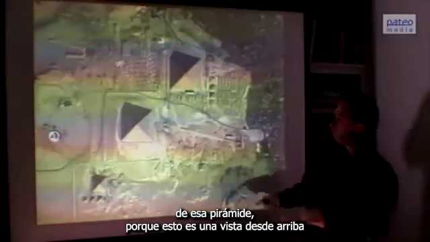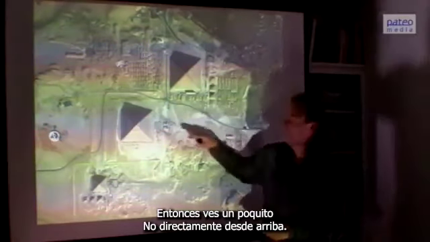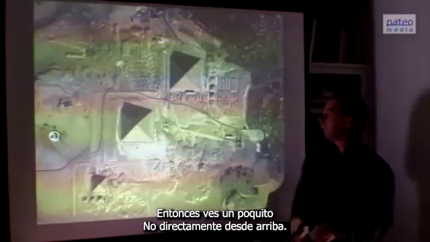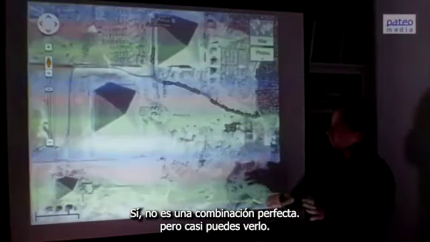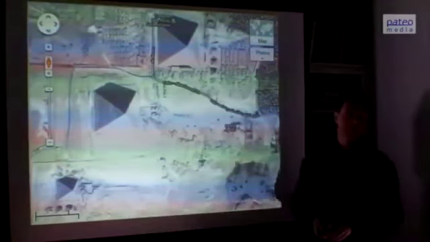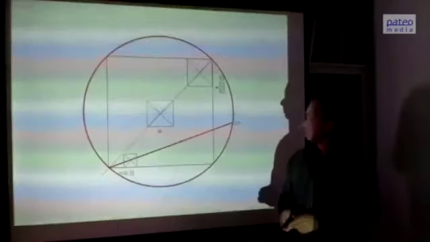Because this is a top view, but you can see the picture is taken from the top. So you see a little bit not straight from a top. And this is what we find on Google Maps. Yeah, it's not a perfect match, but you can almost see it. So I think we should take a really good map and then redraw all the lines.